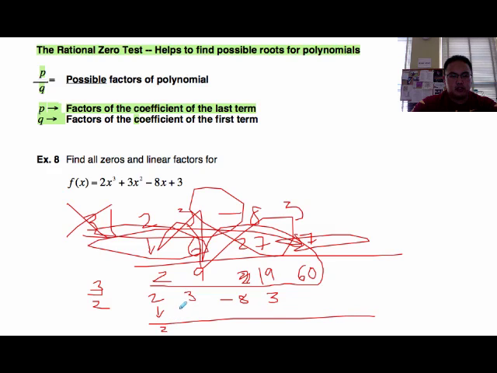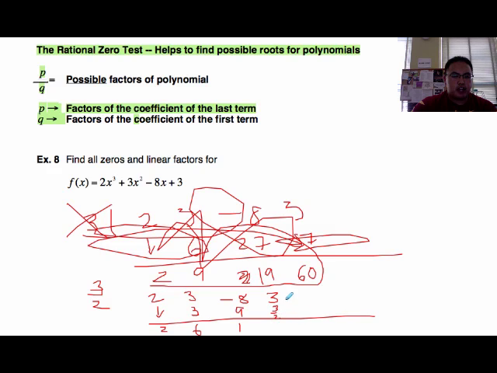So I drop the 2. I multiply 3 halves times 2, which is 3. 3 plus 3 is 6. 6 times 3 halves. Well, I know some of you don't like fractions, but if I do 6 times 3 halves, 3 times 6 is 18, and then 18 divided by 2 is 9. Negative 8 plus 9 is 1. 1 times 3 over 2 is 3 over 2.